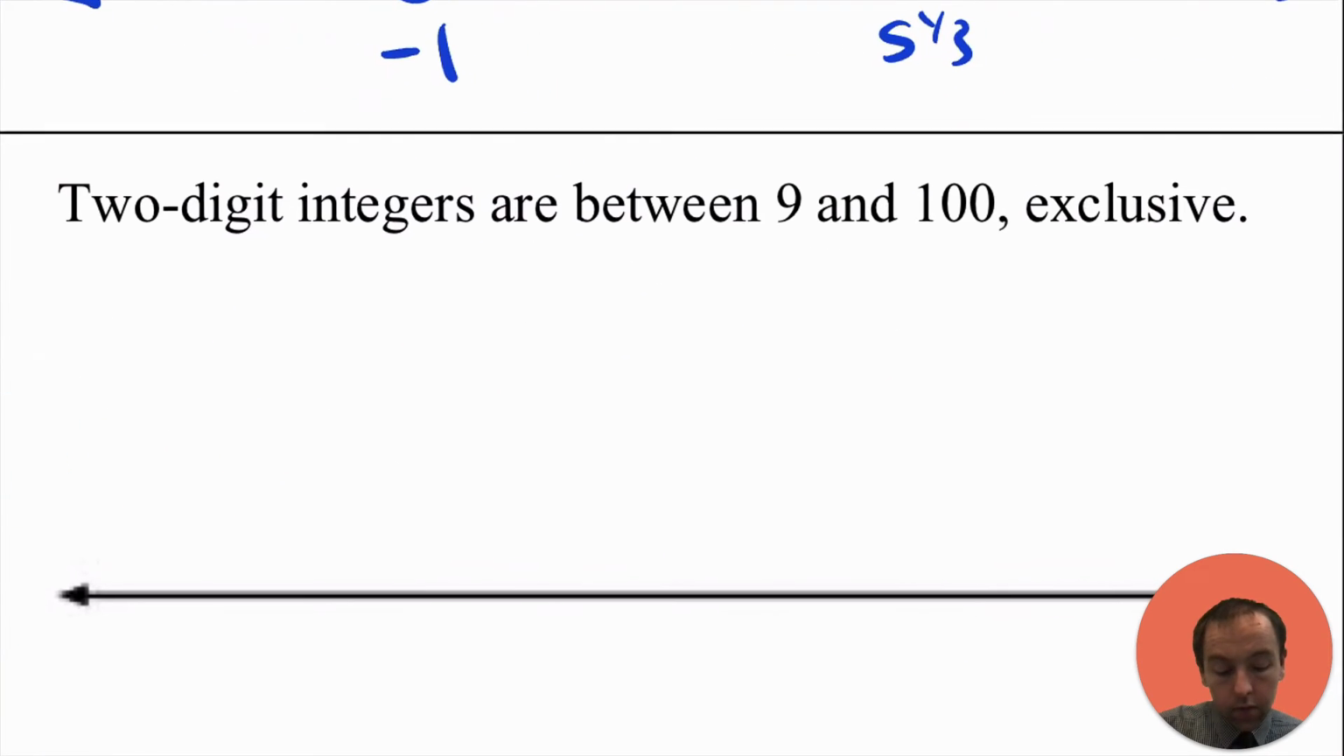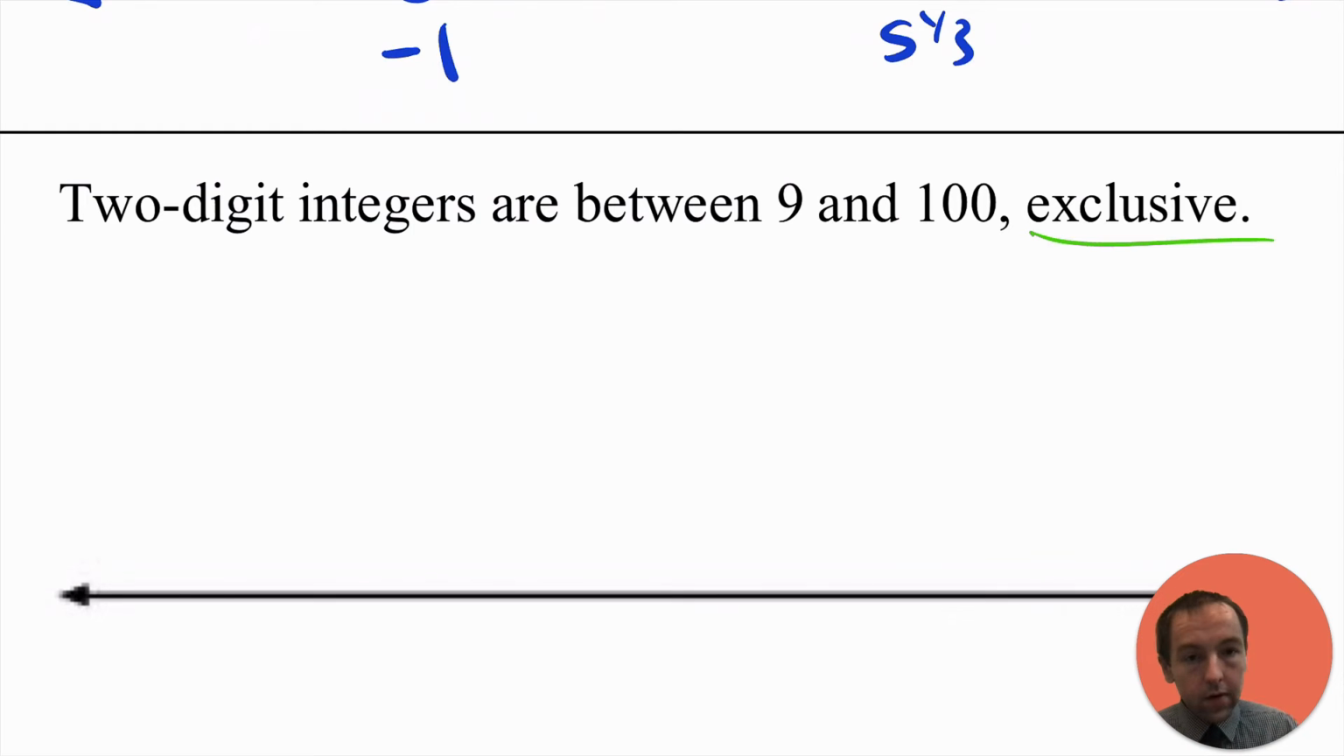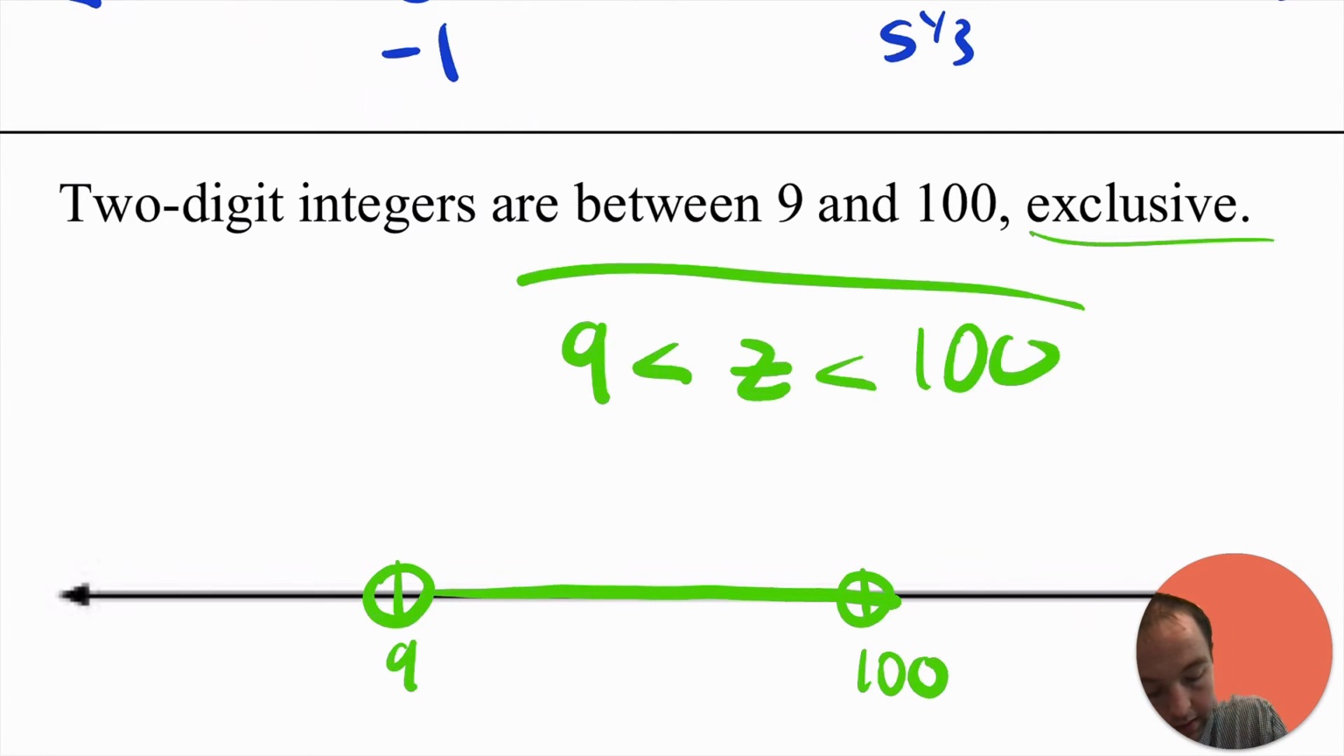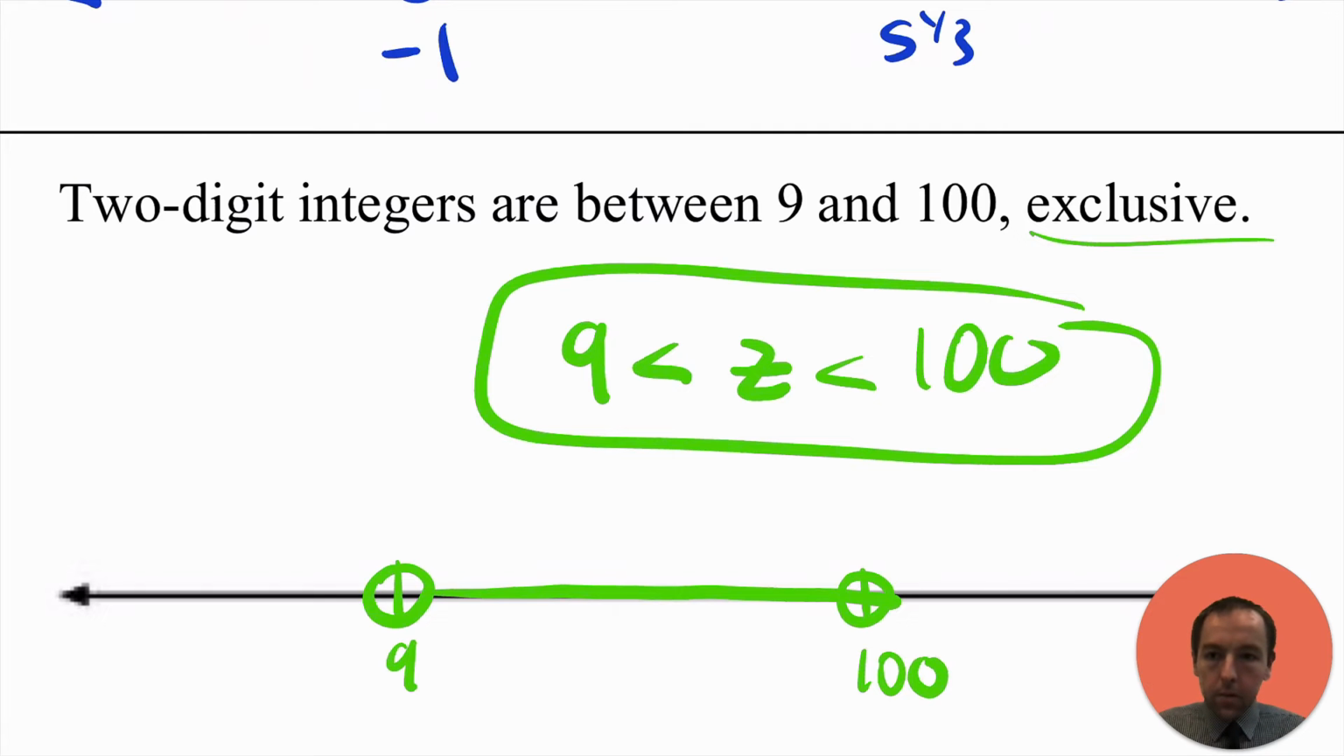And then the last one says exclusive, right? So between 9 and 100 exclusive. So if this is 9 and this is 100, then you're not going to include those, but you're going to go between. And then that just means that it would be the 2-digit integers. So I don't know, how about Z to represent the integers, and then between 9 and 100, and that's going to represent that. Excellent.